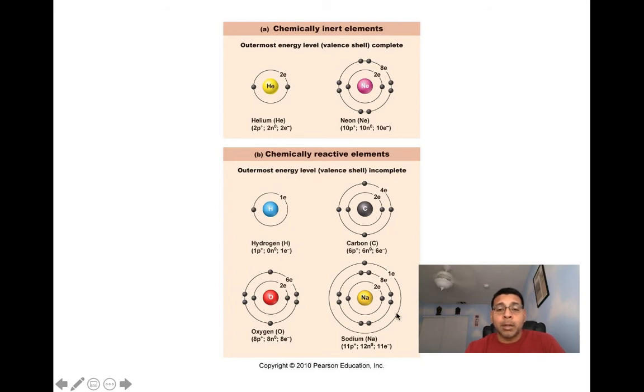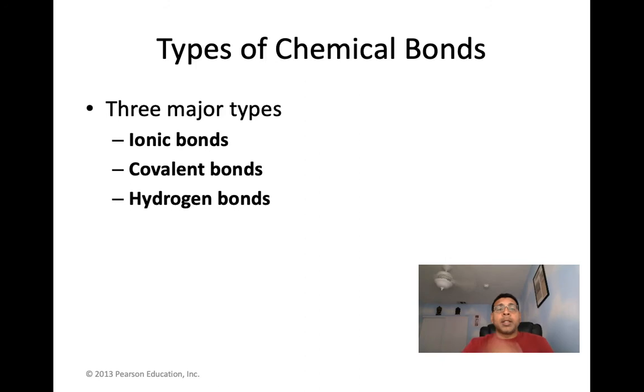And then look at here, sodium. Sodium has only 1 electron in its valence shell. So we're going to go through, we're going to check all this stuff out. It's fun. Now the types of chemical bonds.